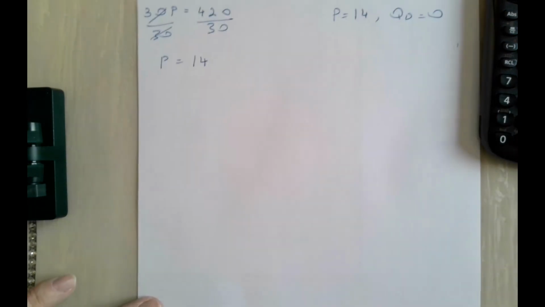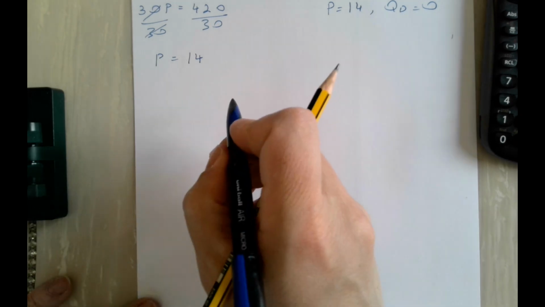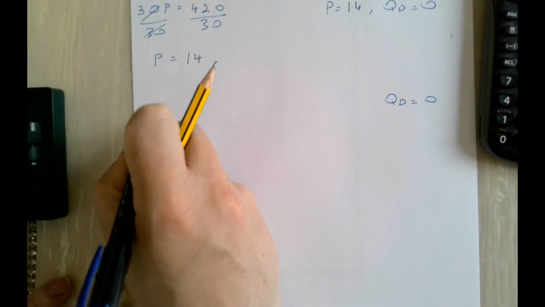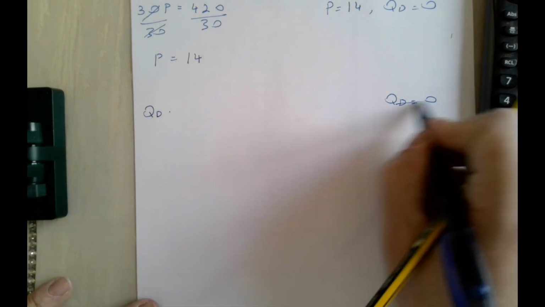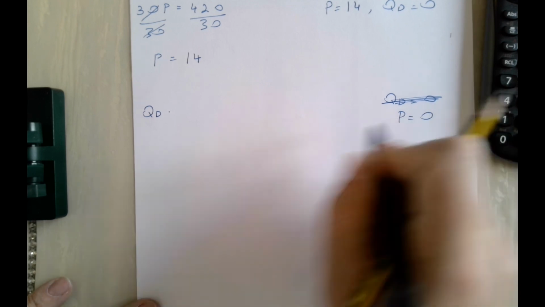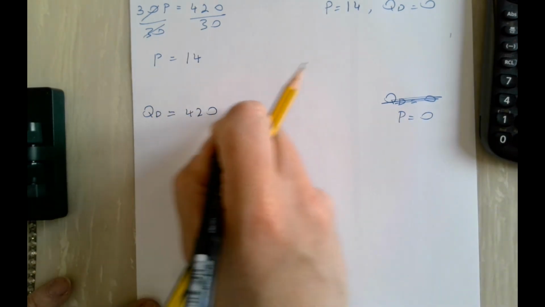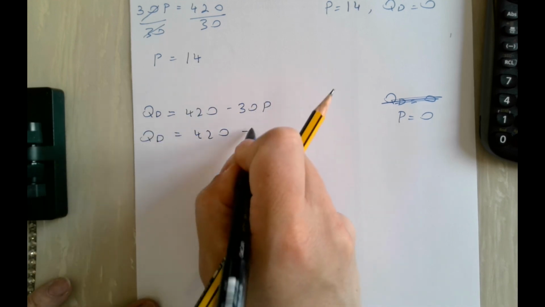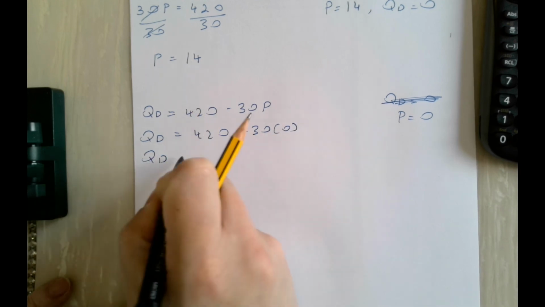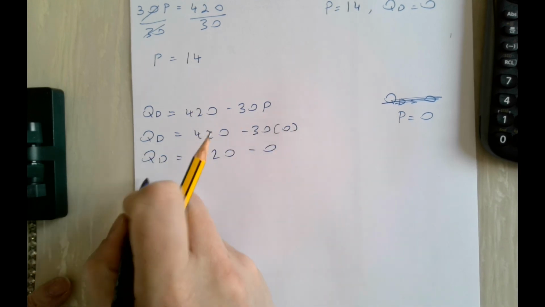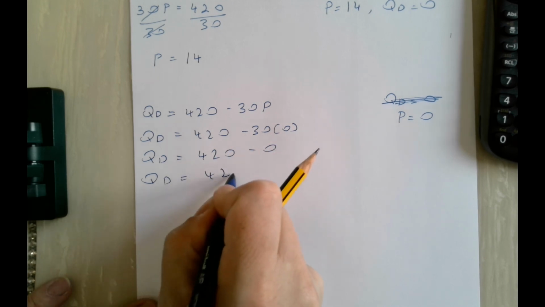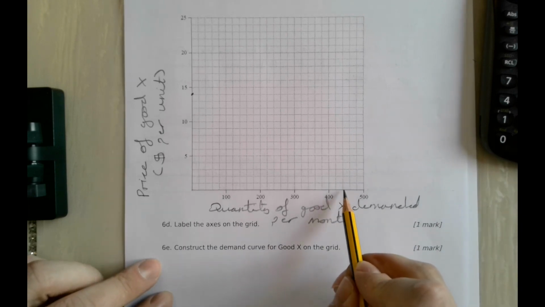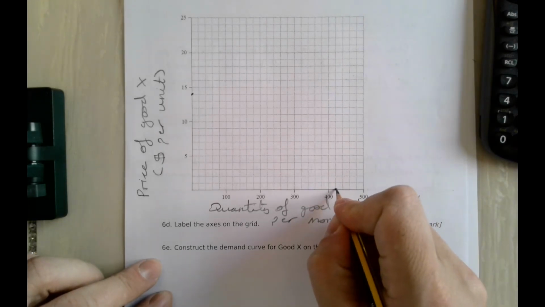Now the next thing I can do is set price equal to 0. So quantity demanded equals 420 minus 30p, and this is the easy one, equals 420 minus 30 times 0. Quantity demanded, 420 minus 0. Quantity demanded equals 420. So that means here now, guys, I go 420, 440, 460, 480. So I can go here and put a dot there.